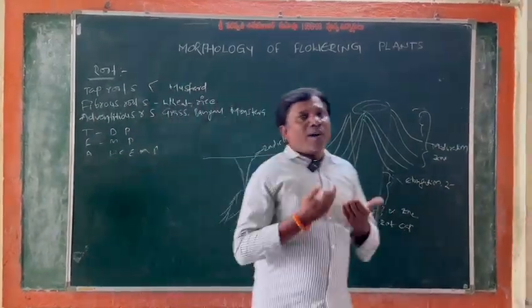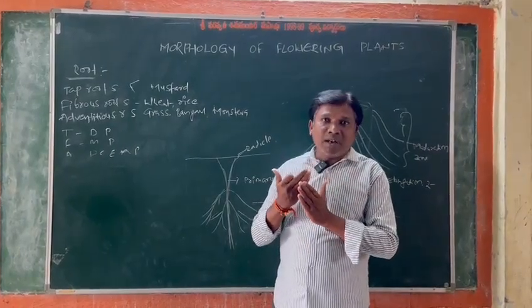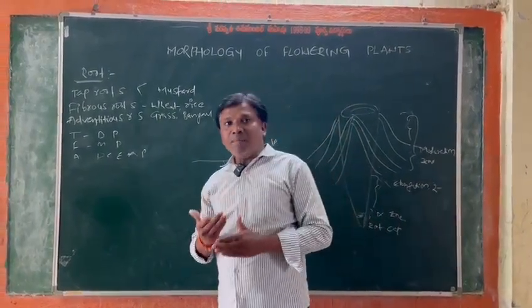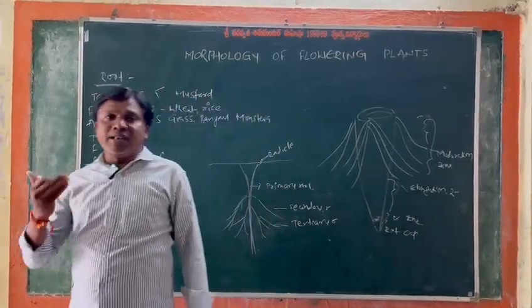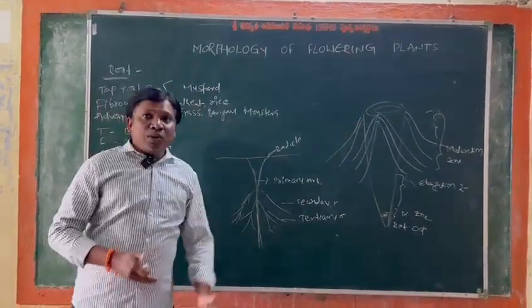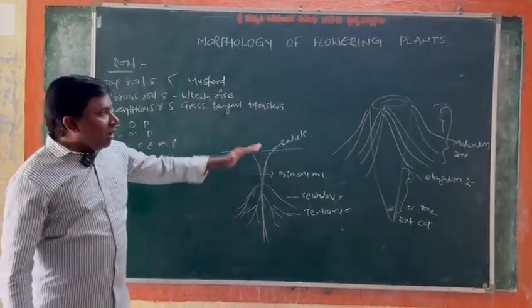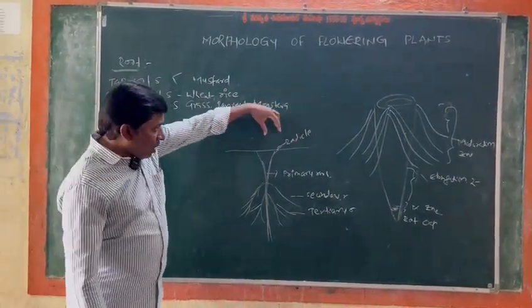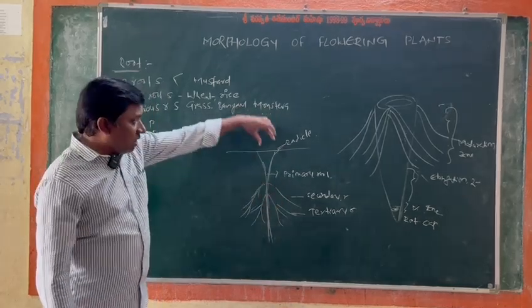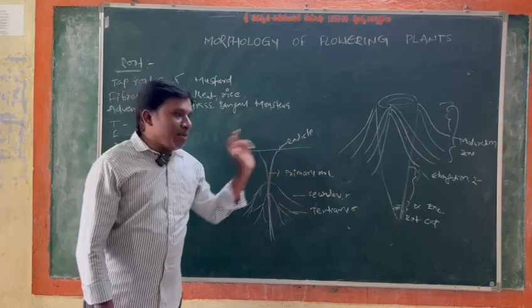So what is meant by morphology? The study of external characters of plant organs like root, stem, leaf, fruit, etc. is called morphology. What is meant by root? The part of the plant body present below the soil is called root. It is developed from radicals. This root grows directly into the soil. Such roots are called primary roots.